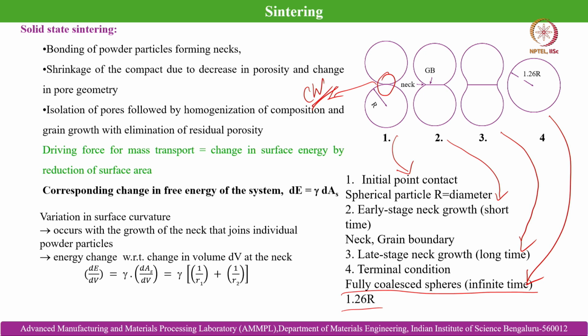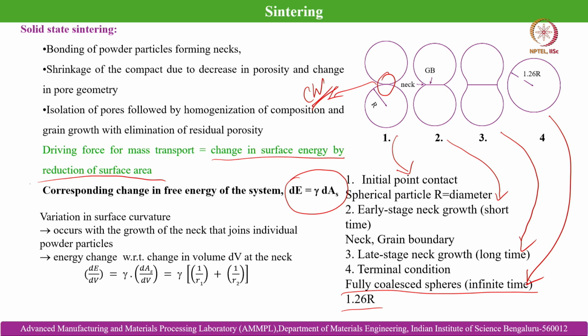The driving force for mass transport is the change in surface energy by reduction of surface area. That is the driving force for mass transport in sintering densification. The corresponding change in free energy of the system is dE equals gamma dAs. That is the variation in surface curvature which occurs with the growth of the neck that joins individual powder particles.